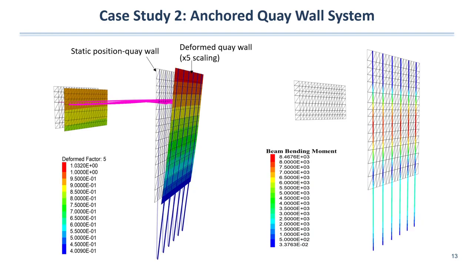Because we run the coupled analysis, we will also be able to look into the performance of the structure. Here is the end of the earthquake. We can see the deformation of the quay wall, the tie rod, and the anchor wall, along with some other aspects of the structures. We can look at the bending moment and things like that.